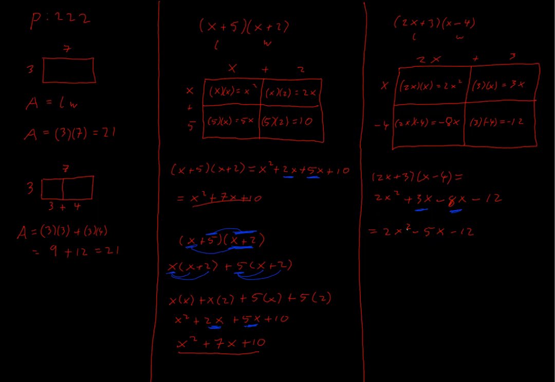And that's as far as we can go because we have dissimilar terms now. We have an x squared, an x, and a pure number. That's as far as we can add up. And that's what we need to know for now.